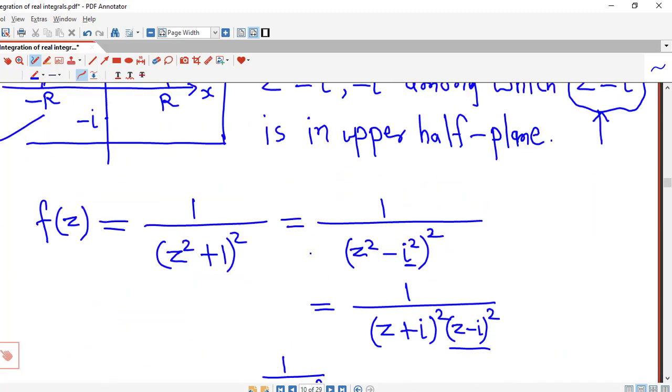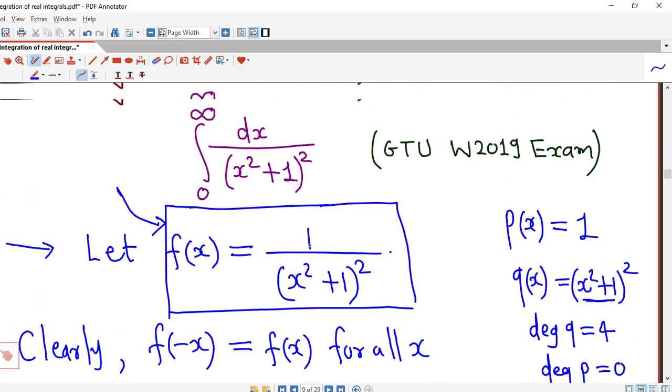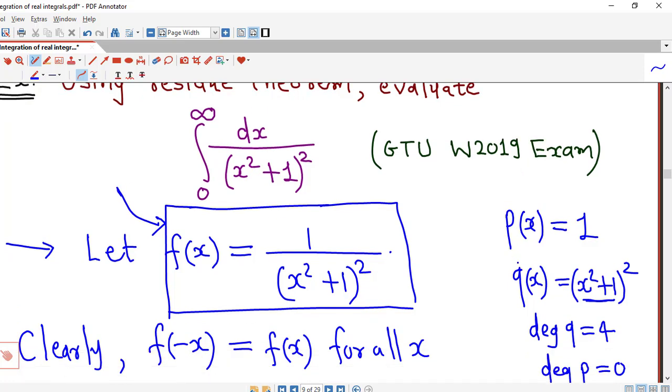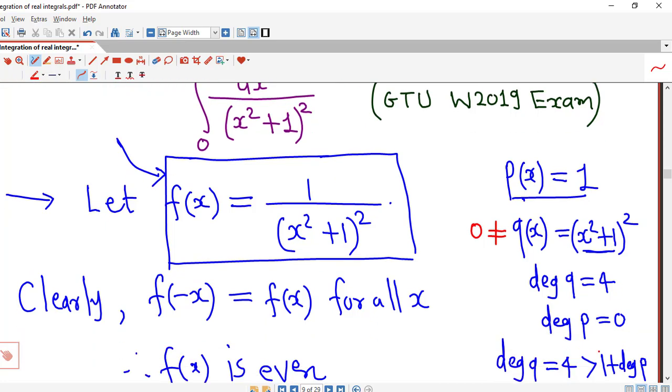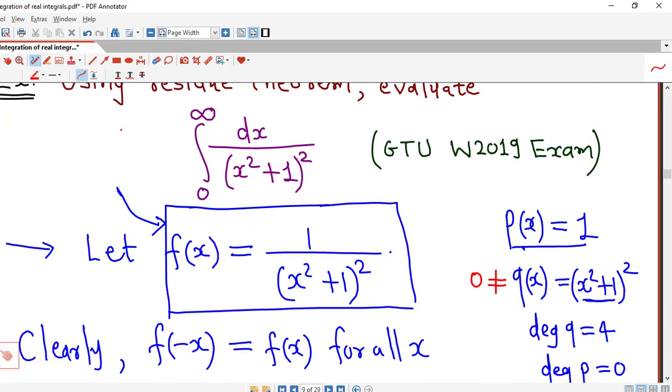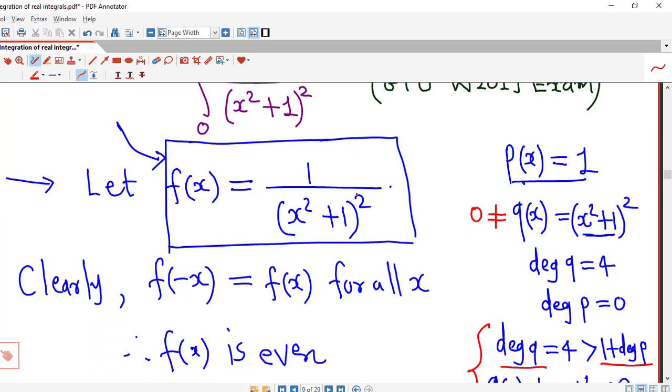So let's summarize all these steps. First we consider this given function as f(x), then we check whether those two conditions are satisfied or not. So we consider p(x) equal to 1, q(x) equal to (x square plus 1) whole square. So it is clear that q(x) is non-zero for all x and the degree of q is 4, which is strictly greater than the degree of p plus 1. Because these two conditions are satisfied, we can apply Cauchy's residue theorem, and this improper integral is convergent.